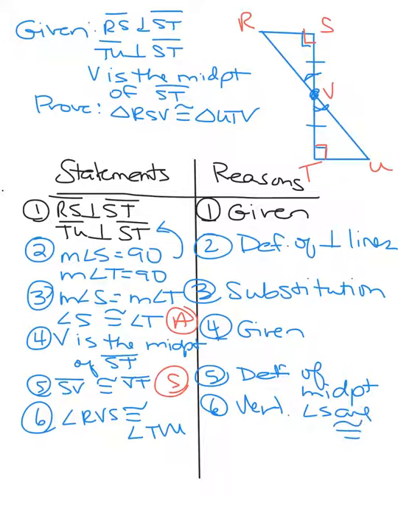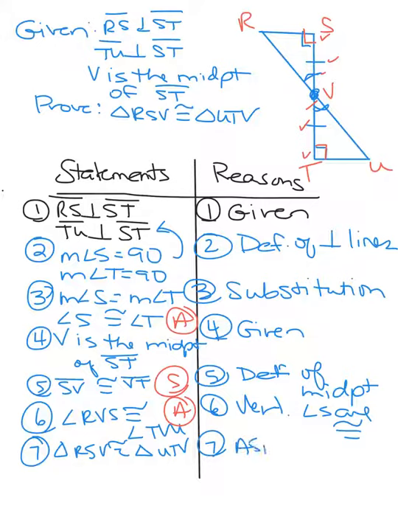So now I'm going to mark that I have another set of angles. So I have to see if I have it in the right order. I have an angle here, and then a side, and then an angle. Same thing on the other side, angle, side, angle. So I have three pieces of congruency, so I'm now ready to prove my triangles are congruent. So I have triangle RSV is congruent to triangle UTV, and that is because of angle, side, angle postulate.